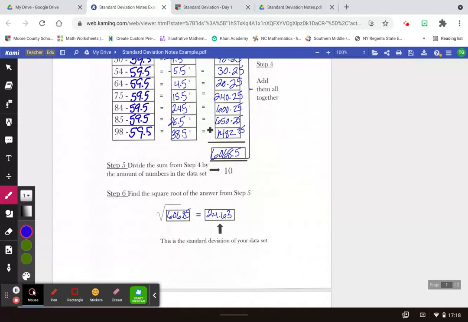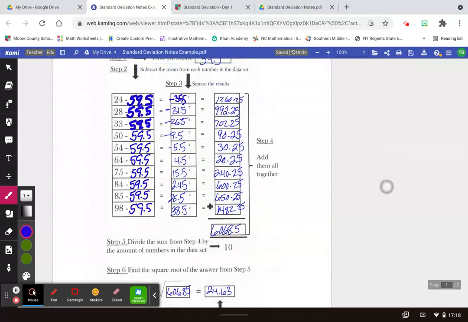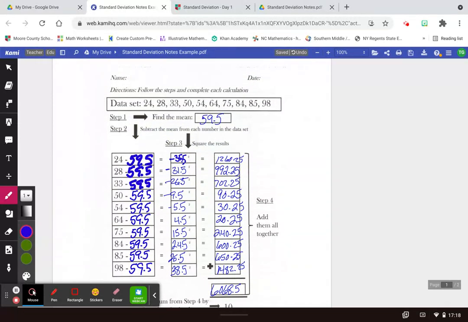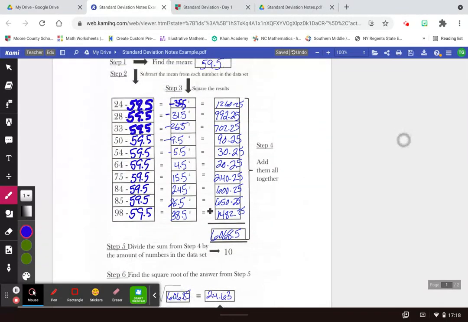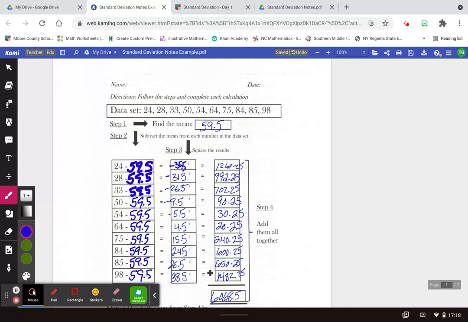All right. So what that basically means is that the mean of your data set is 59.5. Then from the mean, the majority of your data is going to lie within plus 24.63 from your mean and minus 24.63 from the mean. So that's the meaning of this standard deviation, is it tells you where most of your data, the middle part of your data, that 68%, is going to lie.